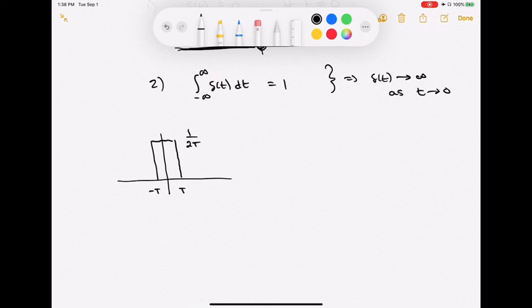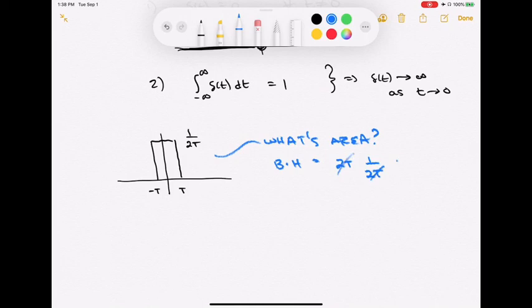So if I take a look at this function and I say, okay, function, what is your area? What's the area of that function? Area, because it's a rectangle, is base times height. The base is 2T wide, and the height is 1 over 2T. Those 2Ts cancel, and it's 1. So this is a function that regardless of what I choose T to be, it has always got unit area. Well, guess what? That goes up to this second property, saying that the area, that's the integral, of my function has to be 1. This is a function that forces itself, regardless of T, to have its area equal to 1.